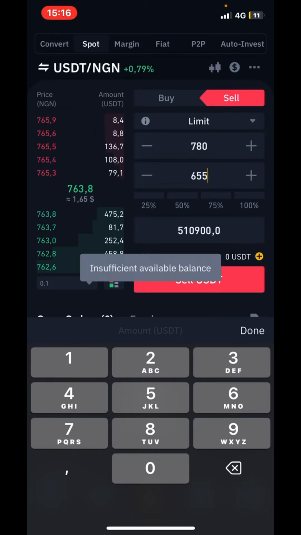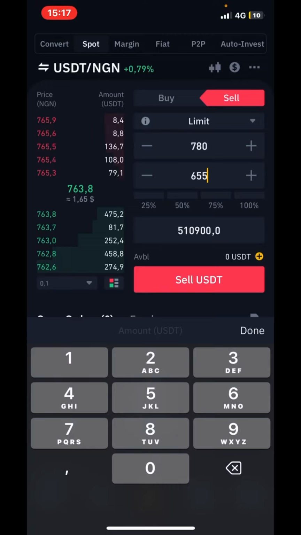you'll be receiving, if you remember the price I talked about earlier, 510,000 naira. So you are making a profit over 10,000 naira in doing this in 2 days, or one day, or 5 hours, or 5 minutes.